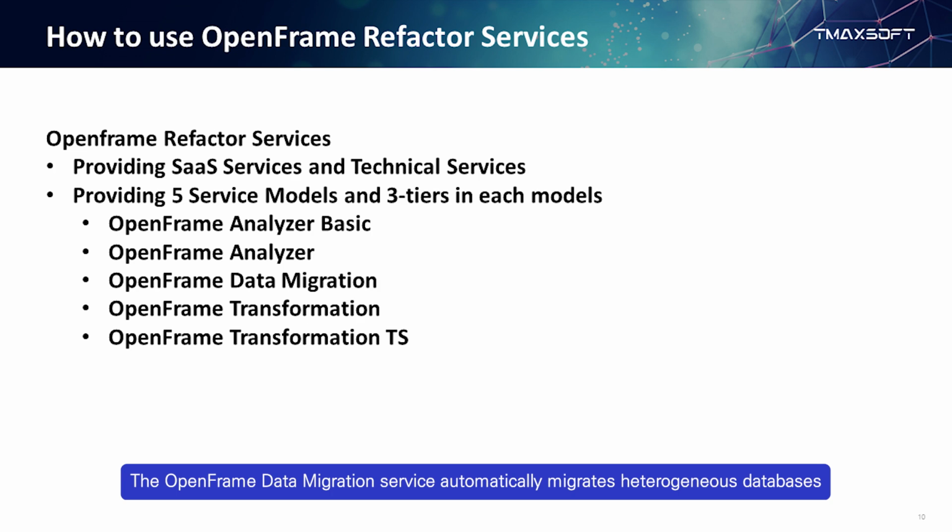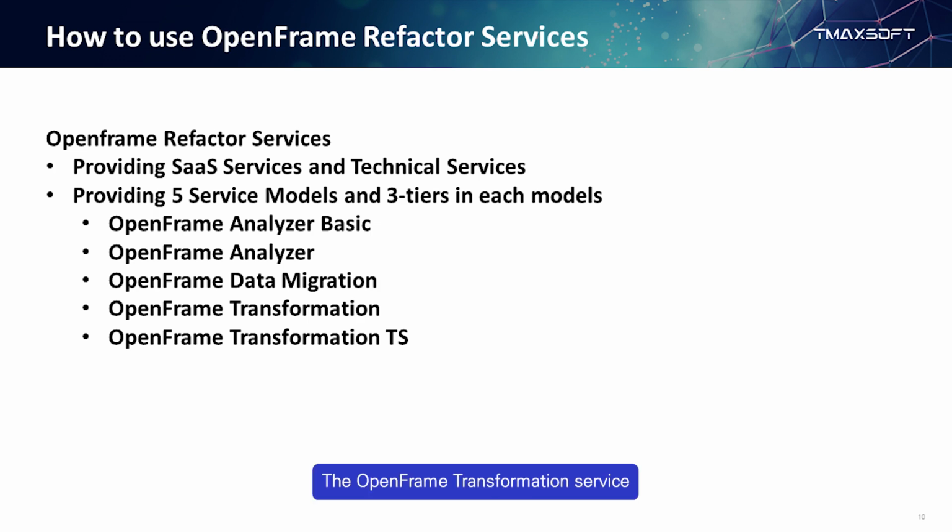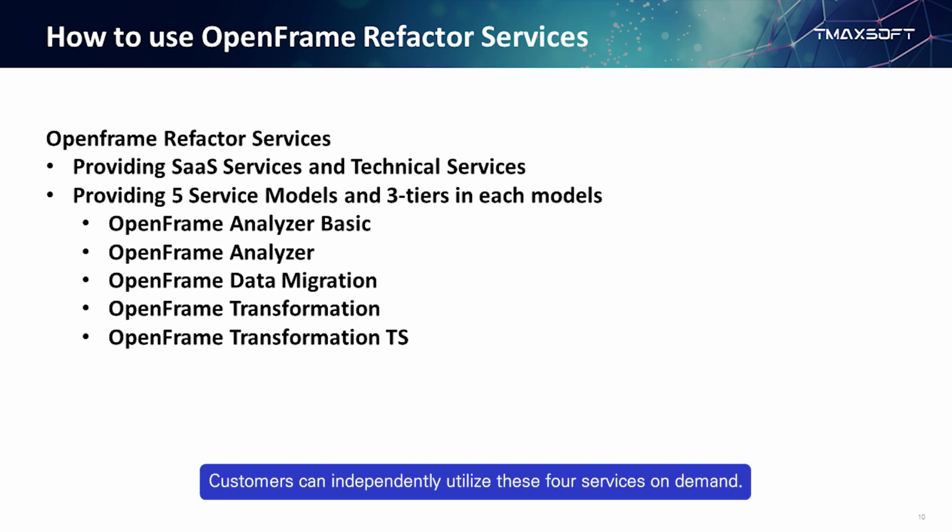The OpenFrame Data Migration service automatically migrates heterogeneous databases and data from the mainframe to an open environment, such as the cloud. The OpenFrame Transformation service automatically migrates data and legacy assets of the mainframe based on the analysis conducted by the customer. Customers can independently utilize these for services on demand.